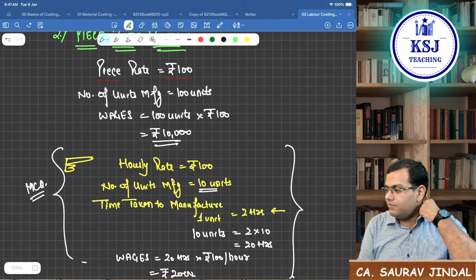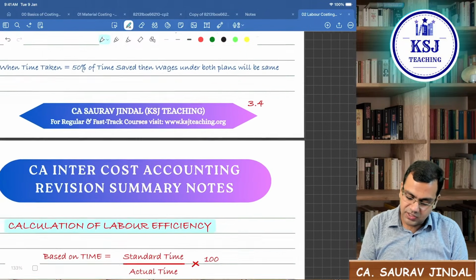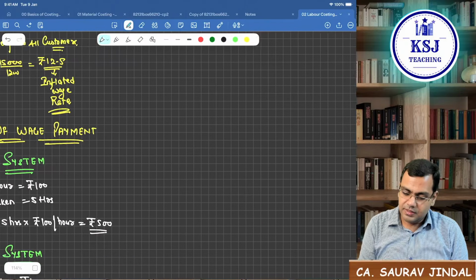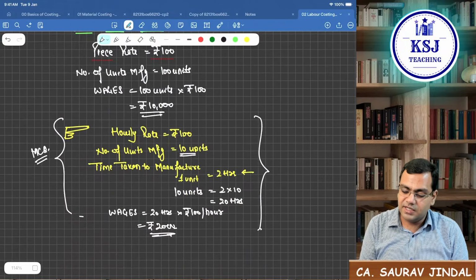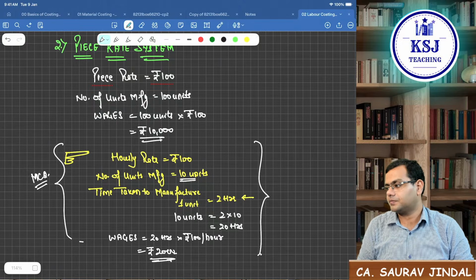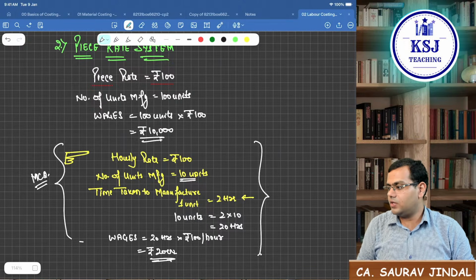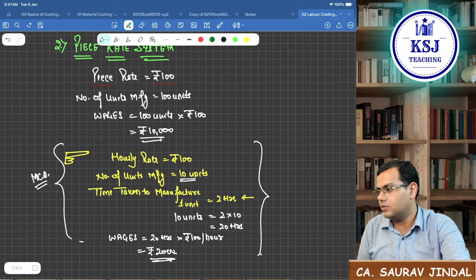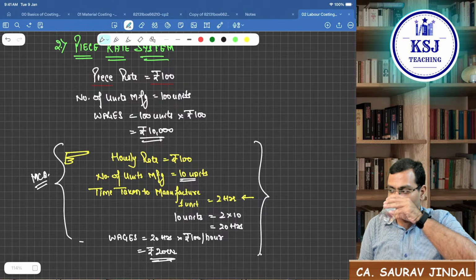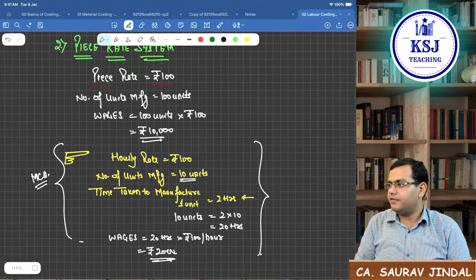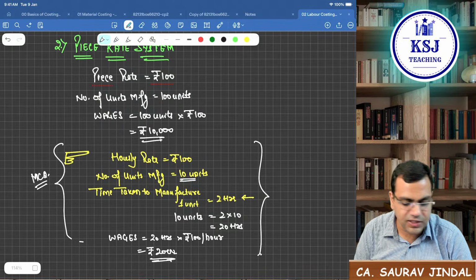Is this part clear, everyone? Please let me know if this part is clear. Then I will go to the next incentive schemes, that is Halsey plan and Rowan plan. First, I want to know if this much part is clear. Yes. What about the rest of the people who are online? Okay. Done. If this is clear, let's move to the next part then.